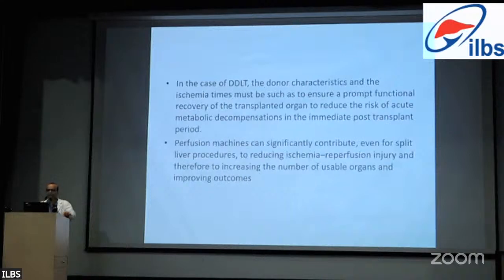In case of DDLT, the donor characteristics and ischemia times must be adjusted so that there is prompt functional recovery of the transplanted organ, to reduce the risk of acute metabolic decompensation. It is like the liver not working, but that manifests as acute metabolic dysfunction, which has to be kept in mind. Perfusion machines or normothermic machine perfusion can help in this, but data is still upcoming.